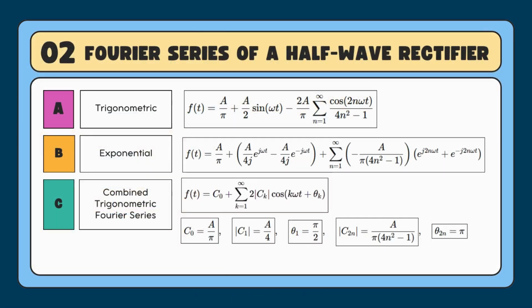To better understand the half-wave rectifier signal in signal processing terms, we represent it using a Fourier series. Since the output waveform is periodic but non-sinusoidal, it can be expressed as a sum of DC and harmonic components. The first form shown is the trigonometric Fourier series, where the signal is expressed using sine and cosine terms. The second form is the exponential Fourier series, which represents the same signal using complex exponentials. And finally, the combined trigonometric Fourier series shows how the signal consists of a DC component, a fundamental frequency component, and multiple even harmonic components.